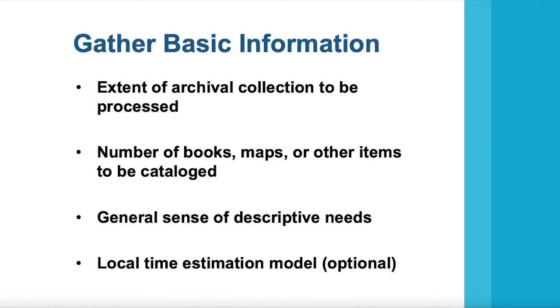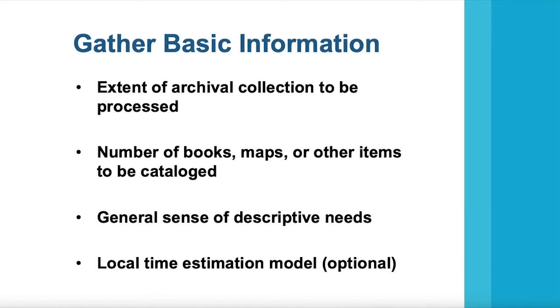You'll also need to know something about the descriptive needs of the material you want to work on. Do you think things will need copy cataloging, enhanced copy, or original cataloging? Do you project that the archival collection will need to be processed to the folder level, or will series level be sufficient for some or all of it? If you have your own local model for time estimation and want to use that with the estimator, you will also want to have that information.